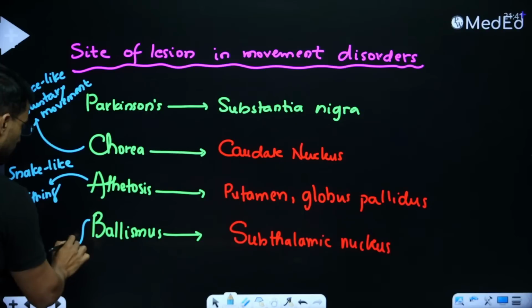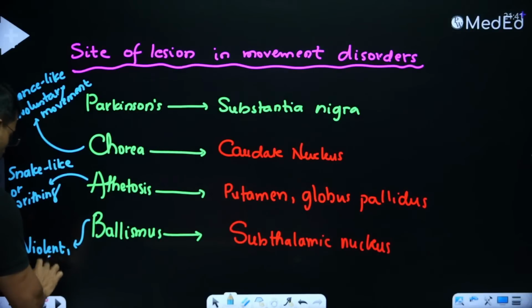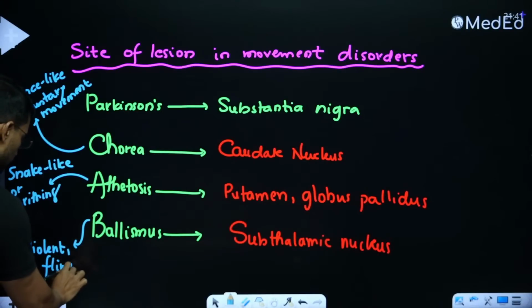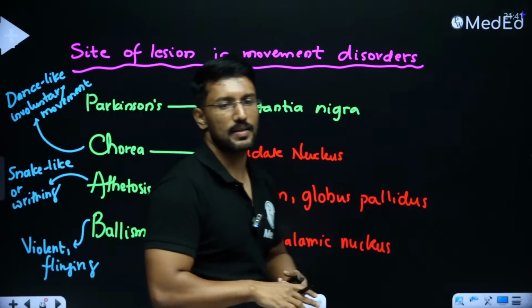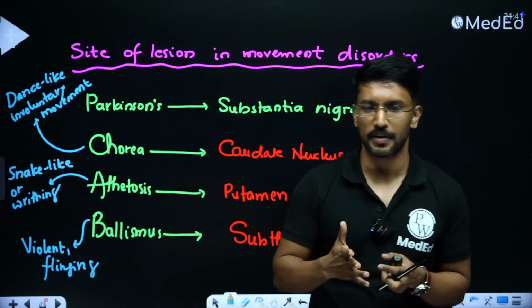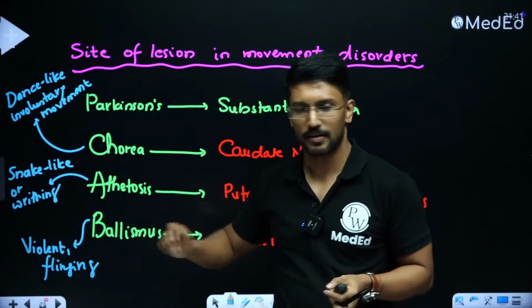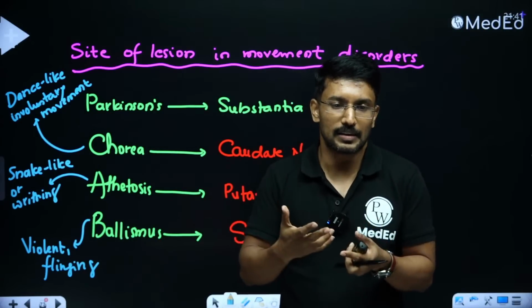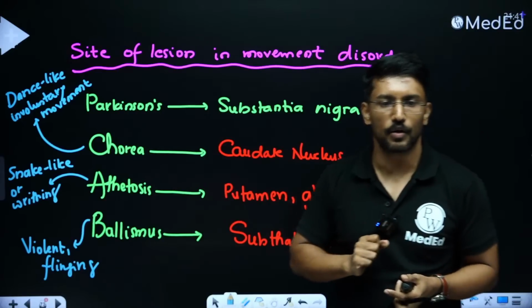And if the movements are described as violent flinging movements, then think of ballismus. So any question which says here's a patient who presented with involuntary movements which are violent and flinging, think of ballismus. And then they are asking you what is a probable site of lesion? It is going to be subthalamic nucleus.